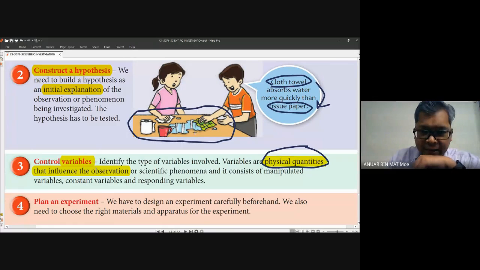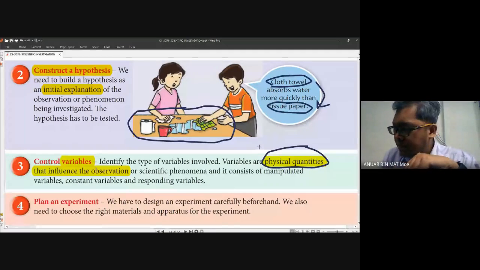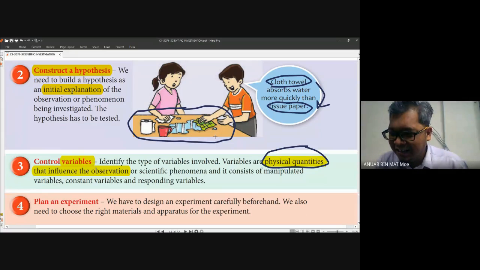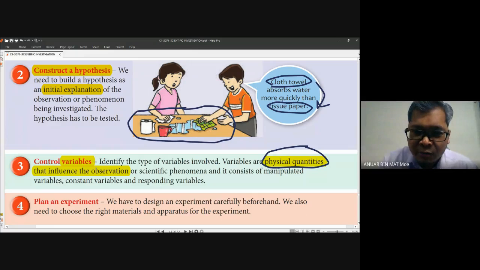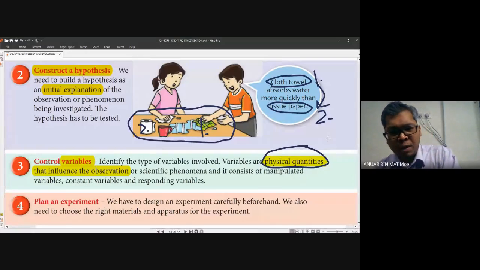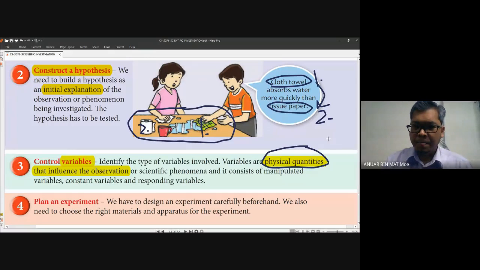Okay, again, if you look at the picture, the variable here is the type of material. Can you understand me? Can you follow me? For example, the type of material. Number 1, what is the material? Can you see the picture? Cloth towel. Yes. And then number 2? Tissue paper. Yes, number 2 is tissue paper. So this is the variable. Example of variable: type of material, maybe a tissue paper and then a cloth towel.